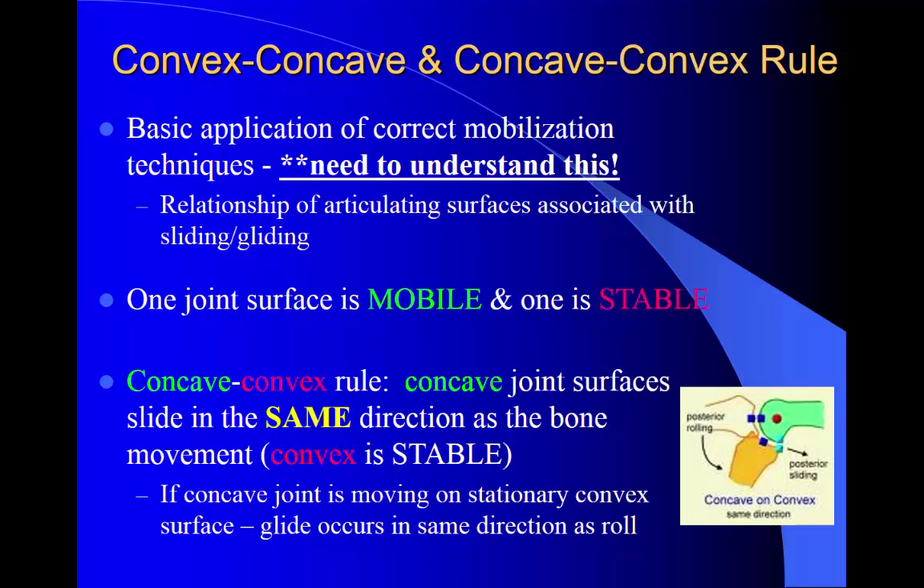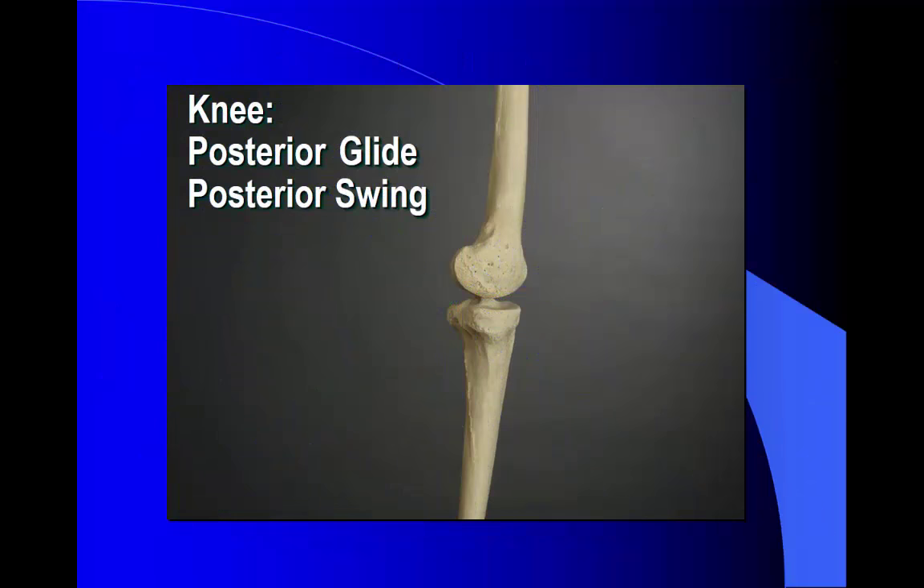An example would be when the tibia swings posteriorly in knee flexion. The tibial joint surface glides posteriorly as well. If we look at the knee joint, we can see a stable femur that is convex. The tibia is concave and is moving during the knee flexion movement. Therefore, if the concave surface of the joint is moving on a stationary convex surface, then the glide will occur in the same direction as the roll, and the concave-convex rule applies. Here is an example of this rule in action in the knee joint.